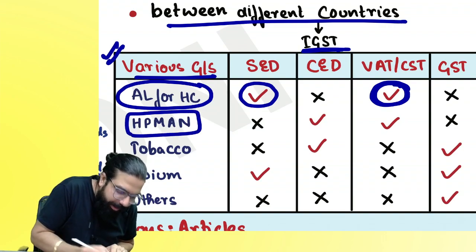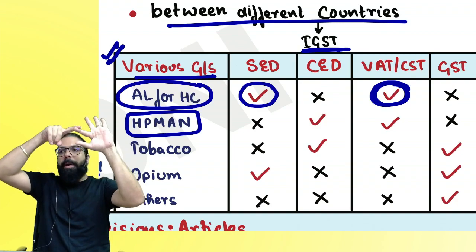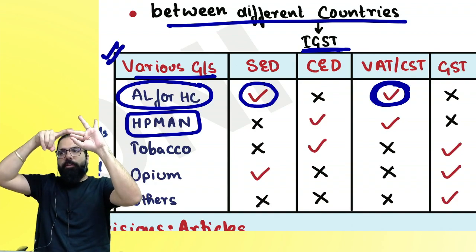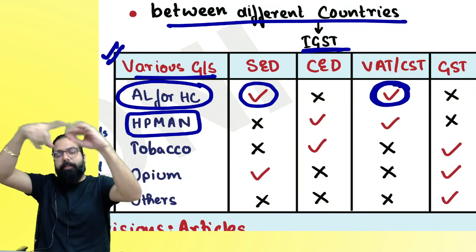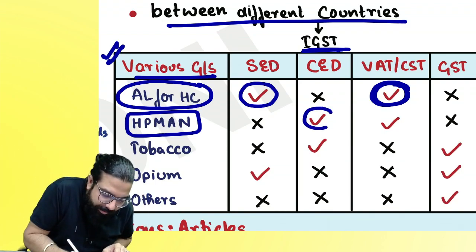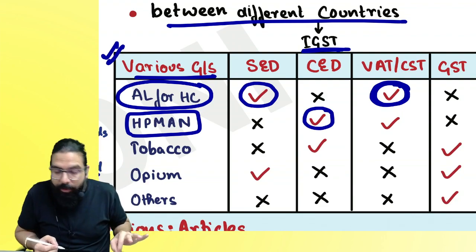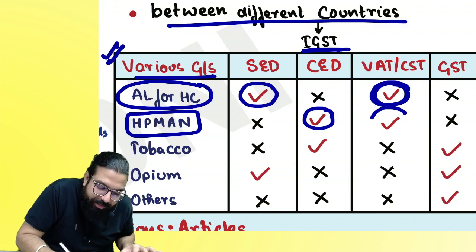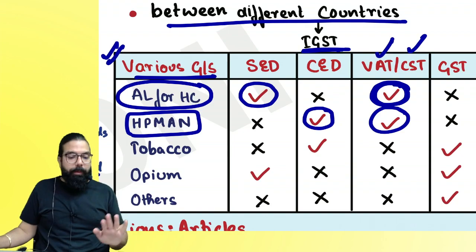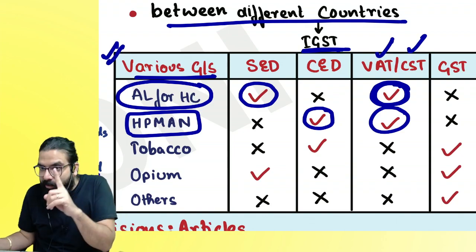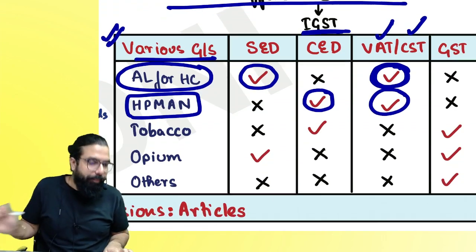What is HP man, everyone? Tell me. HP man: high speed diesel, petroleum crude, motor spirit, aviation turbine fuel, natural gas. On this, central excise duty will be there, on manufacturing. And when it is sold within the state, what will you charge? VAT. Outside the state, what will you charge? CST. I'm telling you this because in the exam they can ask you a 1 mark MCQ: on this item, what is the tax that will be charged? Can I go ahead? Next.